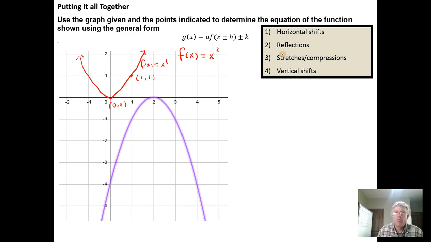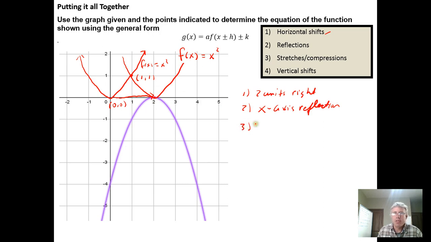And identify what's been done to f of x to create g of x. And clearly it looks like there's a shift of 2 units to the right. So horizontal shifts, 2 units to the right. Any reflections? Yes, it looks like a reflection in the x-axis. X-axis reflection. Because if we move everything over 2 units to the right, the parabola is still going to be opening up. To get it opening downwards, we need to reflect it down.